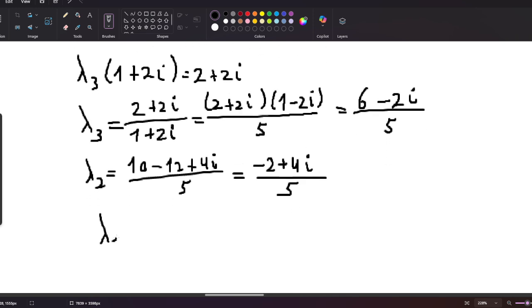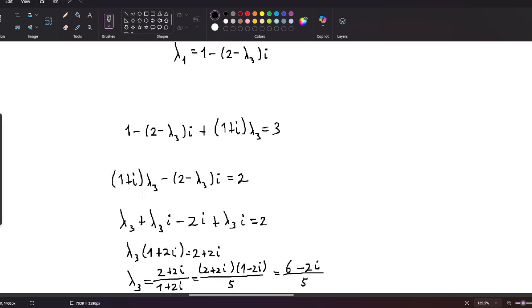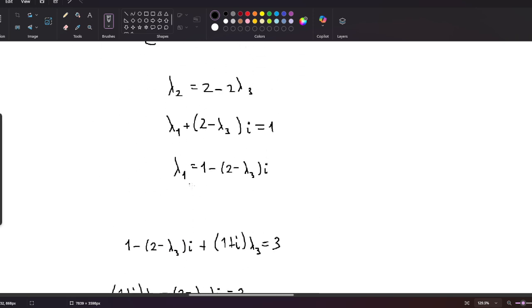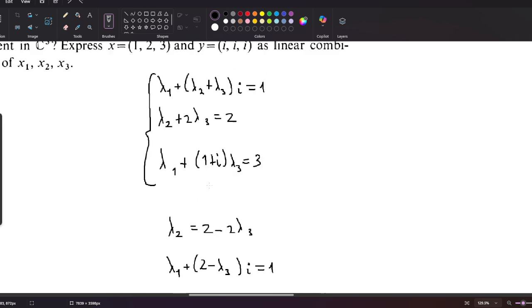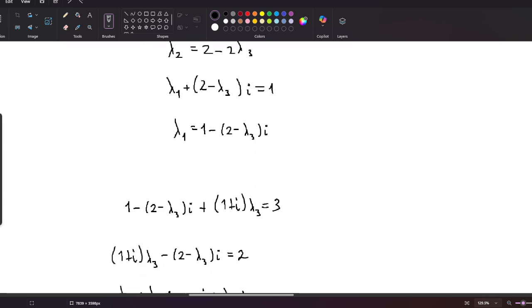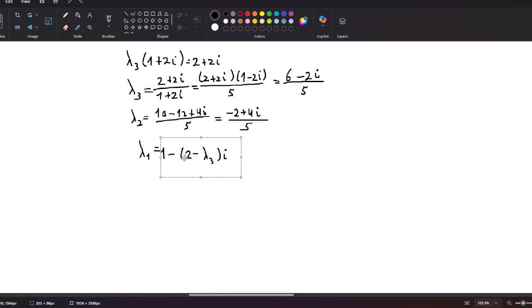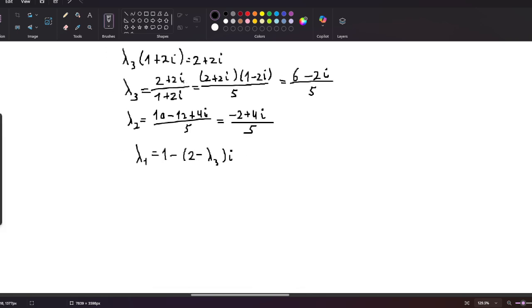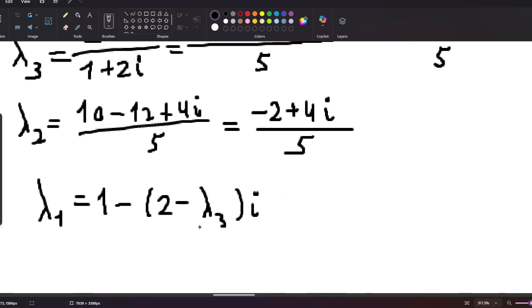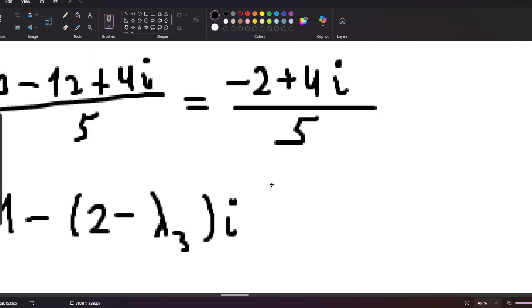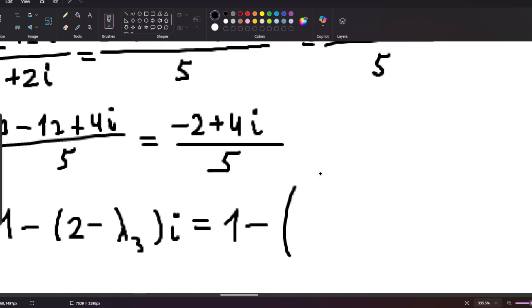And for lambda 1, we have expressed it somewhere. 1 minus 2 minus lambda 3 times i. God, this is going to be annoying to deal with. Okay, let's copy paste it first. So 2 minus lambda 3. 1 minus... Okay, let's deal with this part first.